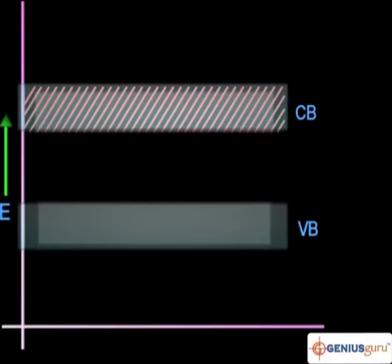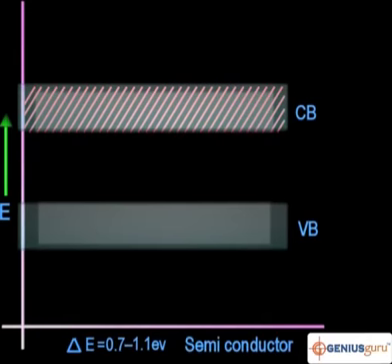If the forbidden energy gap between the conduction band and valence band is small, in the order of 0.7 to 1.1 electron volt, then such substances are called semiconductors. Examples for semiconductors are silicon and germanium. For silicon, the forbidden energy gap is 1.1 electron volt, and for germanium, the energy gap is 0.72 electron volt. At absolute zero, semiconductors behave as perfect insulators.